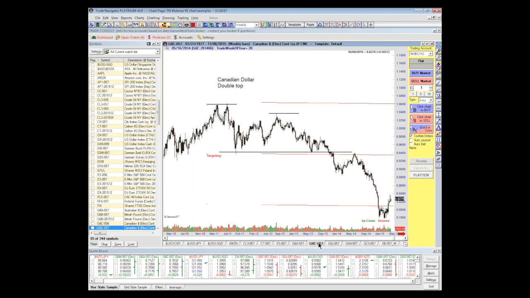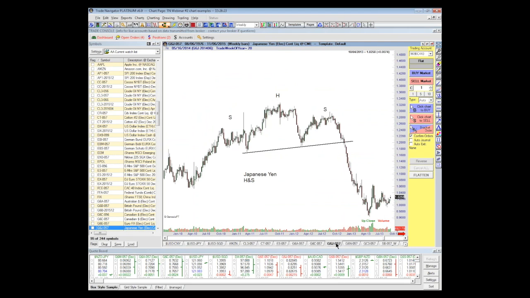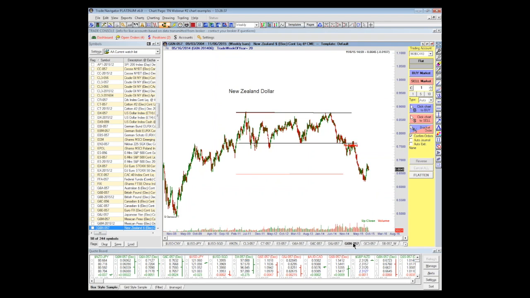Here's the Canadian dollar, and you can see a double top or a failure top. Here's Japanese yen. There's a head and shoulders top. This is the futures market, and here's a head and shoulders top that was completed in late 2012 that's really led to the entire trend that we've seen in the yen. This is the New Zealand dollar. It's a rectangle top.